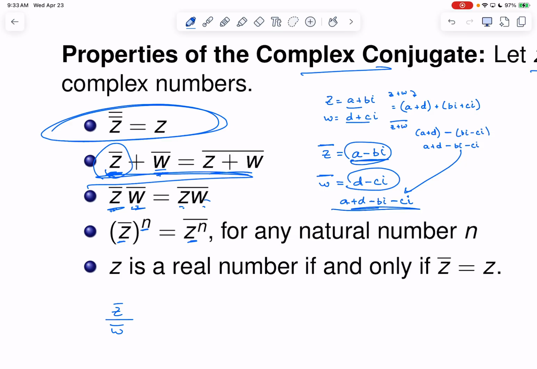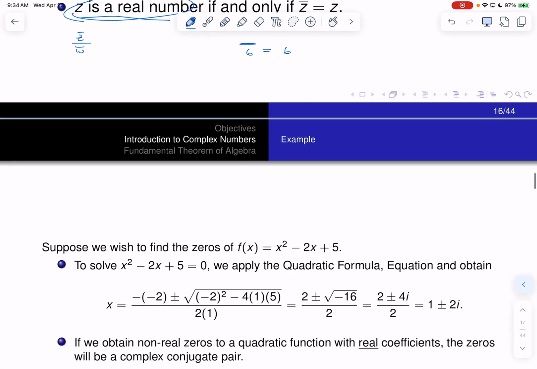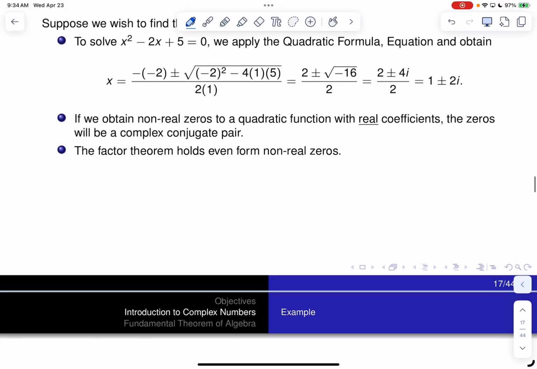And then the last thing, if z is a real number, what did we say? You guys said you wanted this. If z is a real number, the trick question, if I have bar 6, it's just what? When it's a real number, it doesn't matter, because there's no imaginary part to switch the sign of. All right, that's it. We already proved that.